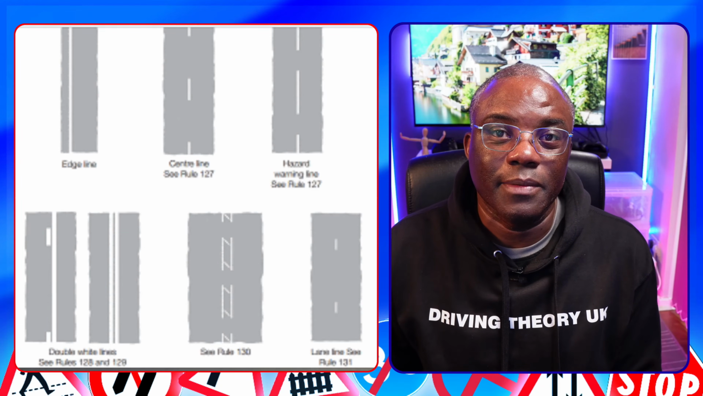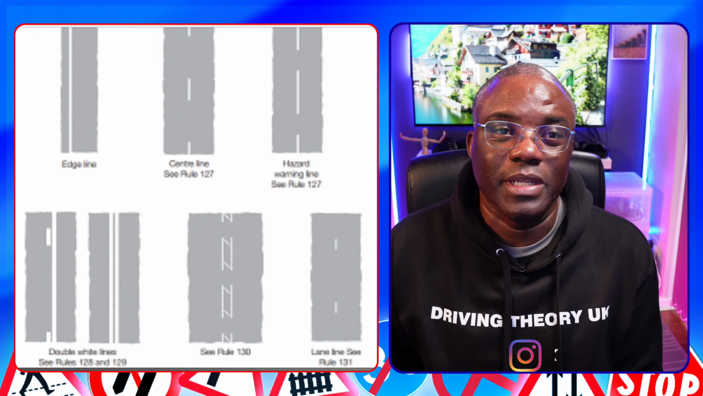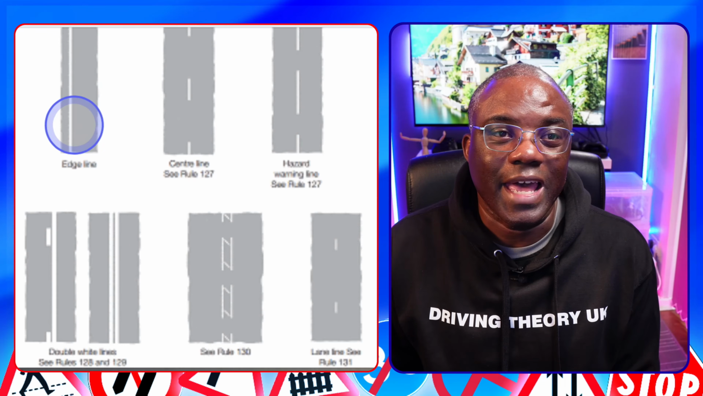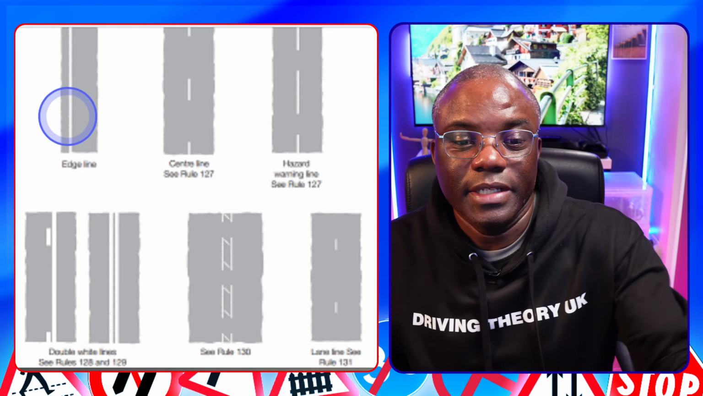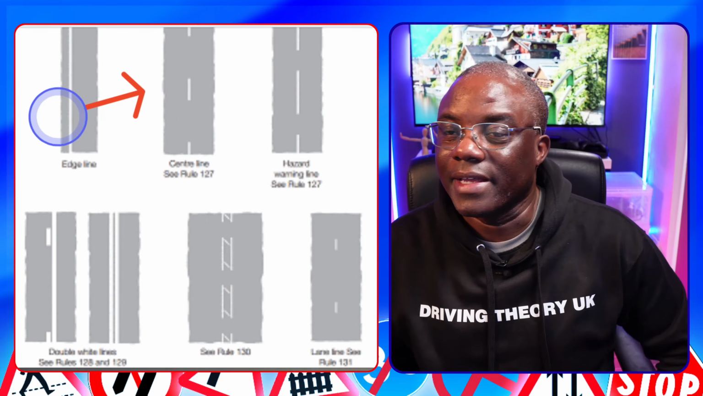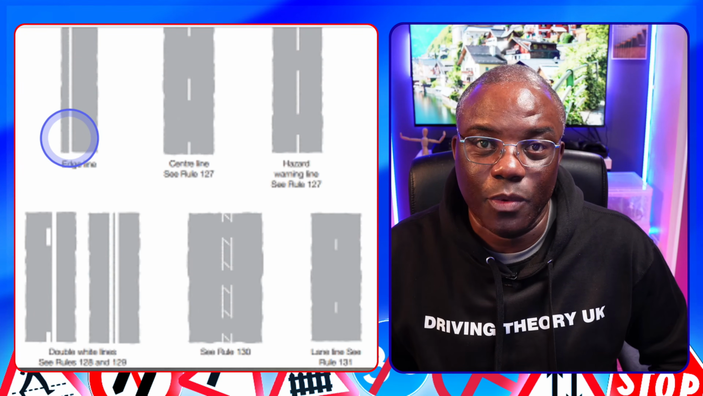So as I said, I'm going to show you some examples of them and give you the questions that go along with them, and obviously a full explanation. So starting with the top left, this one marks the edge of the carriageway. So you are driving from the white line to the right, so it marks the edge of the carriageway.